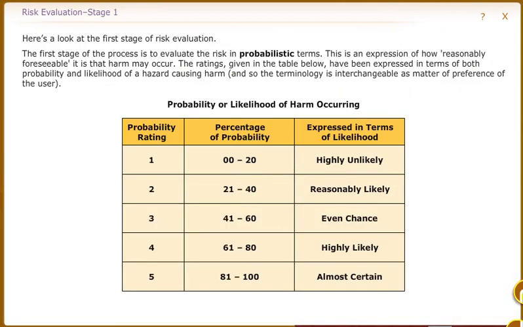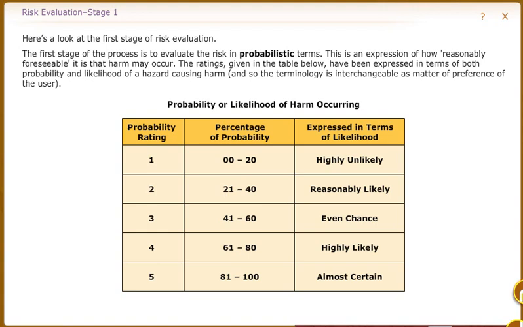Here's a look at the first stage of risk evaluation. The first stage of the process is to evaluate the risk in probabilistic terms. This is an expression of how reasonably foreseeable it is that harm may occur. The ratings given in the table have been expressed in terms of both probability and likelihood of a hazard causing harm, and so the terminology is interchangeable as a matter of preference of the user.